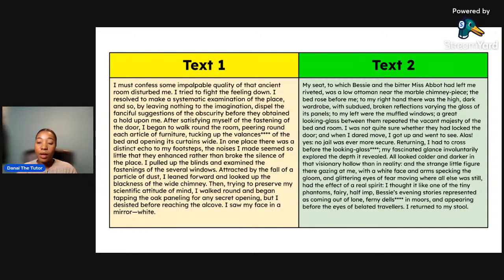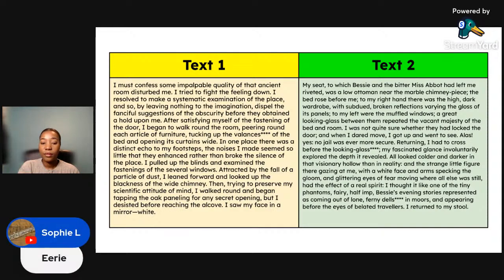Okay, so eerie, good. Uncanny. Why do you say uncanny? It's definitely eerie, I would say. Thank you, Sophie. Okay, so we'll look at text 2 in a minute.